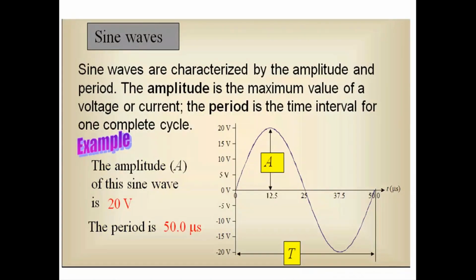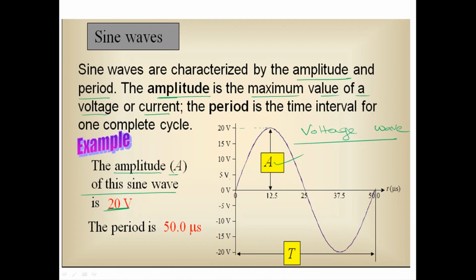Sine waves are characterized by the amplitude and period. Every sinusoidal waveform, or alternating voltage or current waveform, is characterized by amplitude and period. What is meant by amplitude? Amplitude is the maximum value of a voltage or current. In this waveform, suppose this is a voltage wave, then the maximum value of voltage is A here. This positive maximum we call the amplitude. Therefore, the amplitude A of this sine wave is 20 volts, around 20 volts like this.